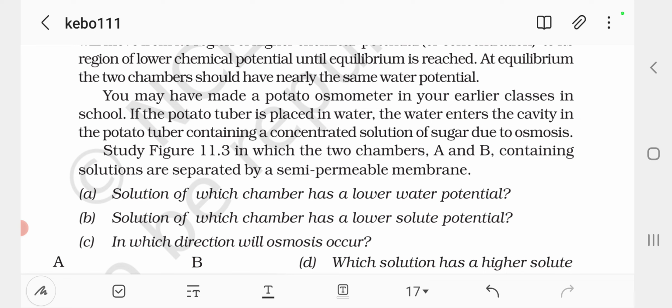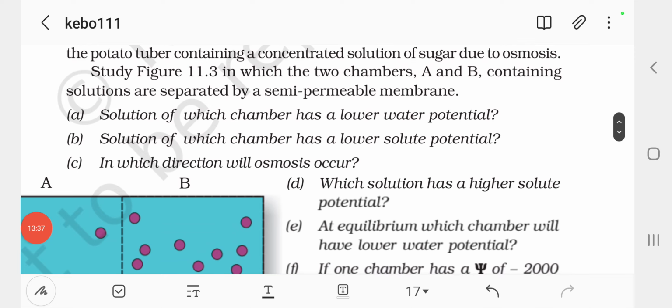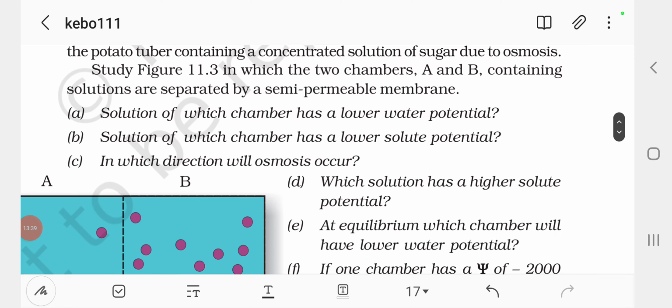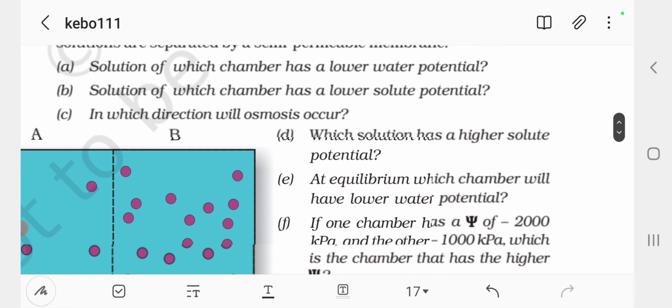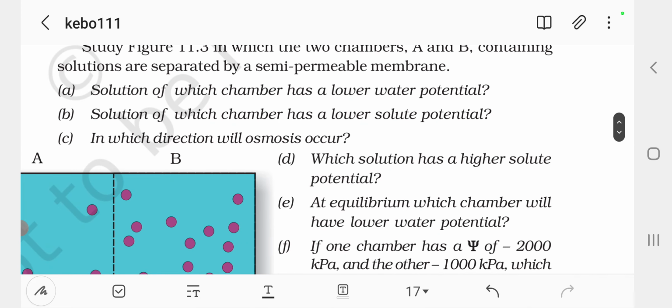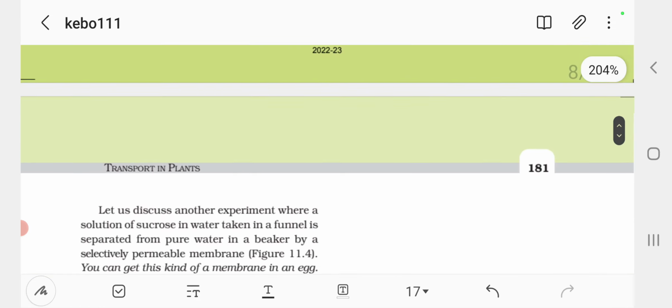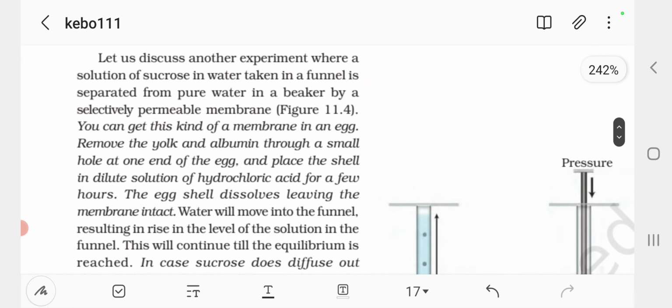You may have made a potato osmometer in your earlier classes in school. If the potato tuber is placed in water, the water enters the cavity in the potato tuber containing a concentrated solution of sugar. Study figure 11.3, in which the two chambers A and B containing solutions are separated by a semi-permeable membrane. Solution of which chamber has the lower water potential? Solution of which chamber, and there are many other questions given to you up to G. I think I shouldn't dictate those.